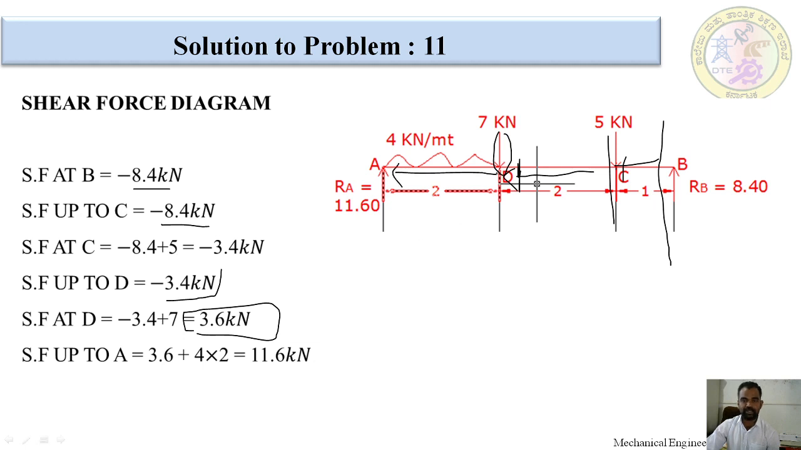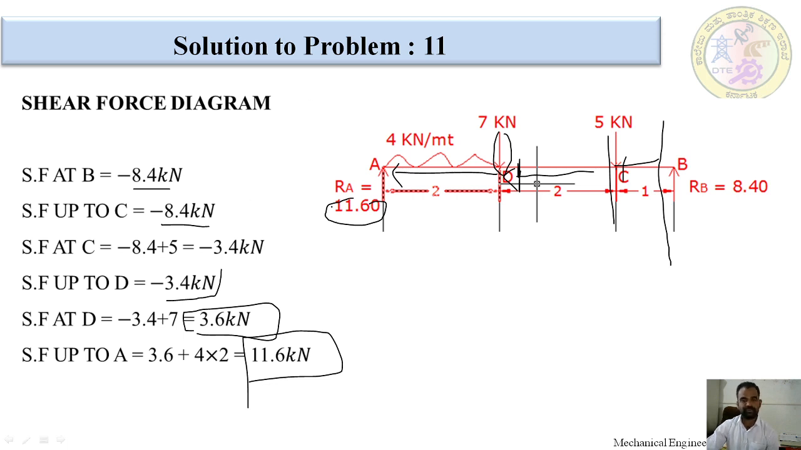Up to A point, how much do we get? At D point we got 3.6. Up to A point: 4 into 2 plus 3.6. Total is 11.6. How much did we get at A point? By calculation also 11.6, here also 11.6. At A point also it has the same value.